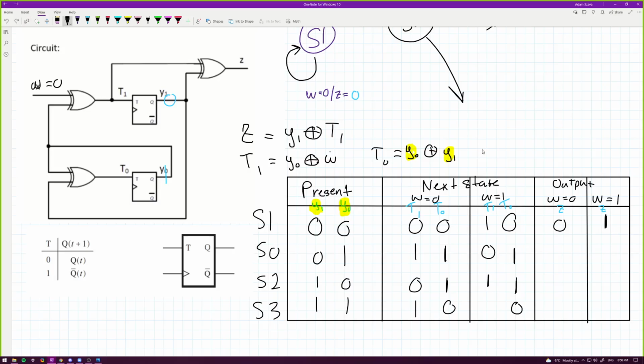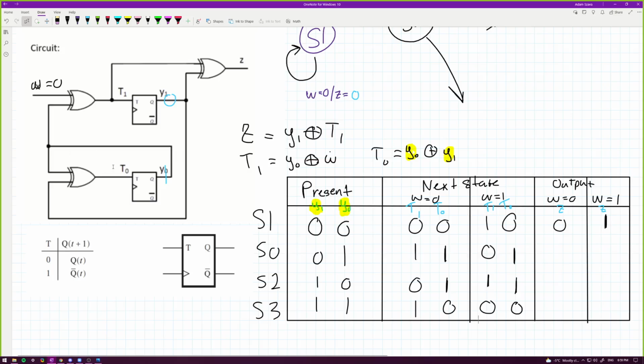Could you just go over how you got T1 for W equals 1? Because when I did it, I got the same as T1, so I must have made a mistake. Yeah, T1 for W equals 1 here? So it's Y0 XOR W, right? That's the formula we have for it. So 0 XOR 1 is 1. That makes sense, right? 1 XOR 1 is 0. 0 XOR 1 is 1. And then 1 XOR 1 is 0 at the end. Oh, okay. Right? Yeah, that's what it is.